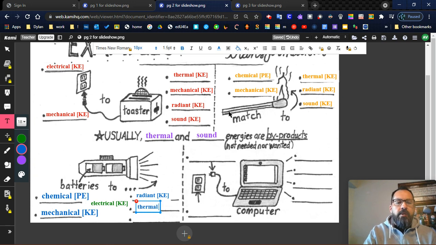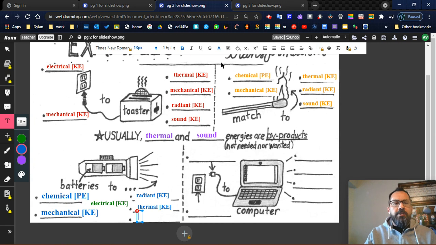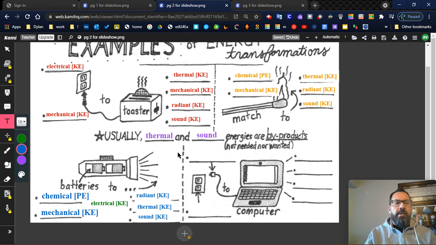So this flashlight with the batteries in it can start getting pretty hot. And then the last form of energy we may notice when we turn on the flashlight is going to be sound. We really don't need the sound, but it happens, right? Okay, so there we have our flashlight taken care of.